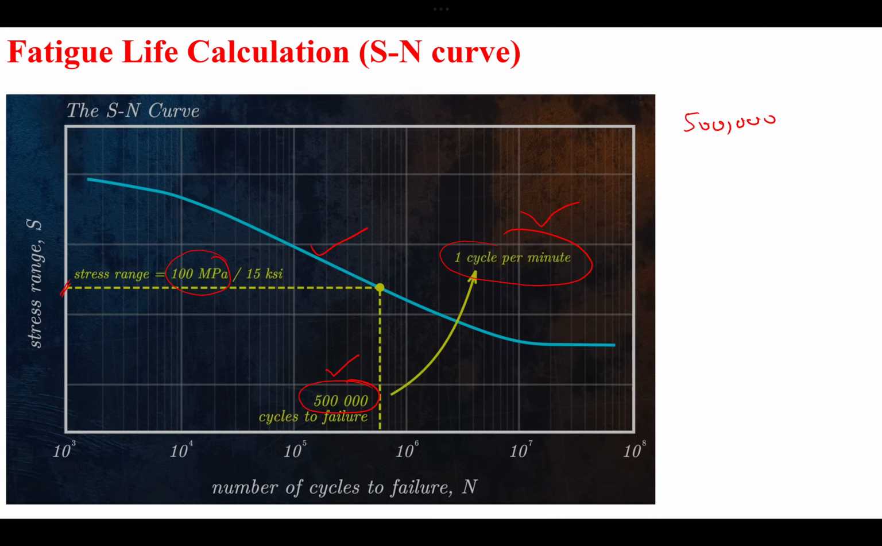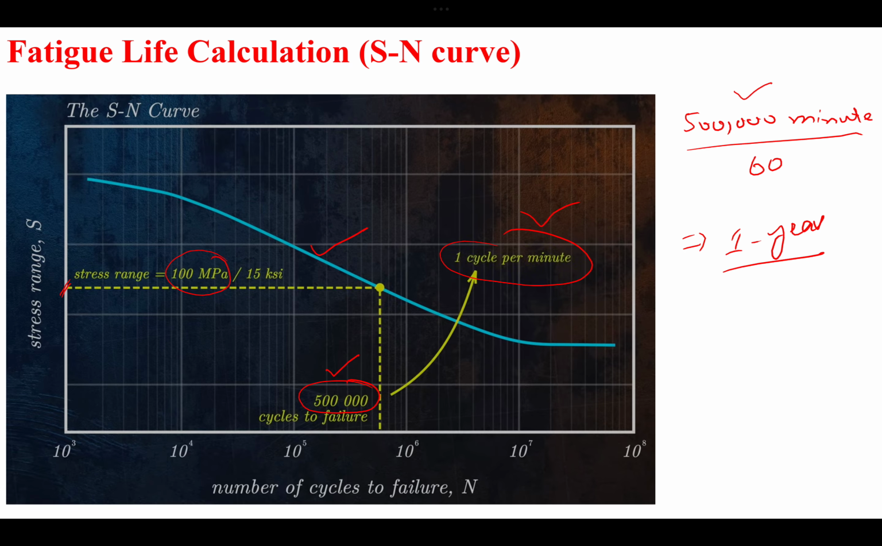thousand minutes, because each cycle takes 1 minute, that would mean that after 500,000 minutes your component will fail. So you can convert it into hours by dividing by 60, and then convert it into days, whatever you want to do. So if you want to count days or years, roughly it will give you 1 year of lifetime.